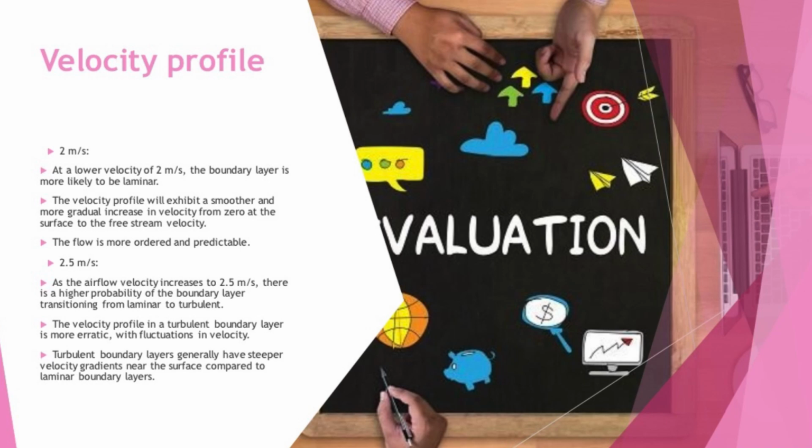At 2.5 m/s, as the airflow velocity increased to 2.5 m/s, there is a higher probability of the boundary layer transitioning from laminar to turbulent. The velocity profile in a turbulent boundary layer is more erratic with fluctuation in velocity. Turbulent boundary layers generally have steeper velocity gradients near the surface compared to laminar boundary layers.